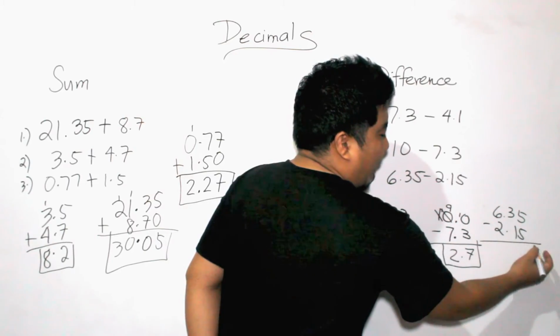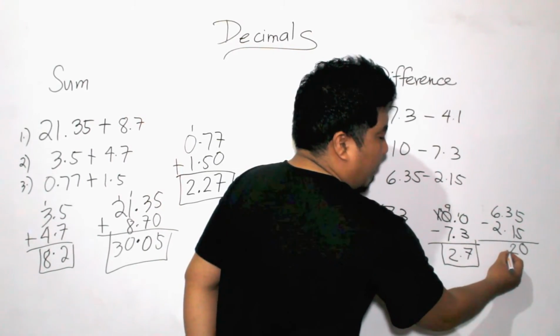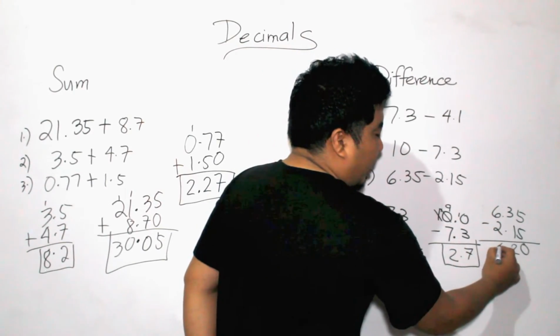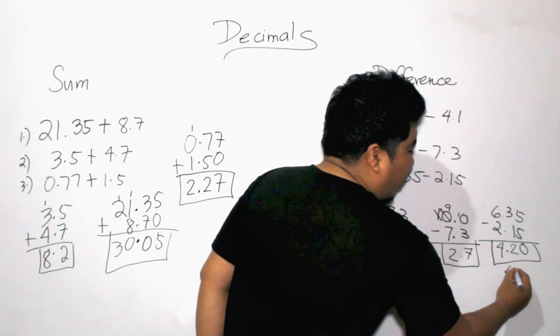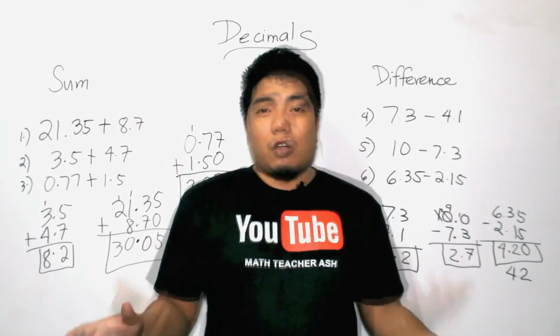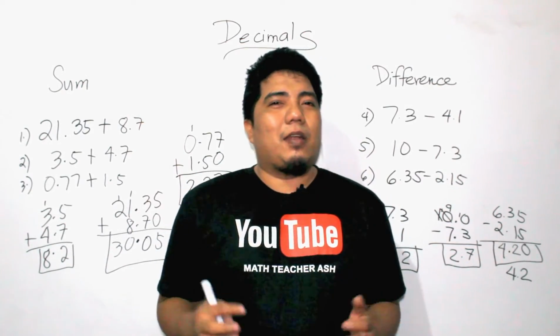So, 5 minus 5 is 0. 3 minus 1 is 2. You copy the decimal point. 6 minus 2 is 4. So, your answer is 4.20 or 4.2. They are just the same. Okay? So, the concept of adding and subtracting decimals is very easy, my dear math learners.